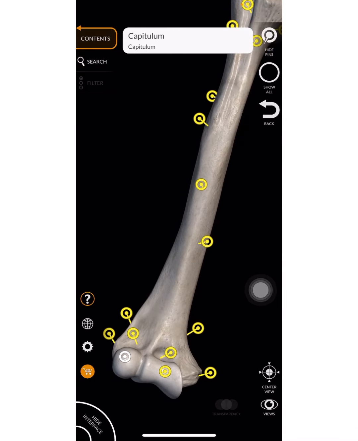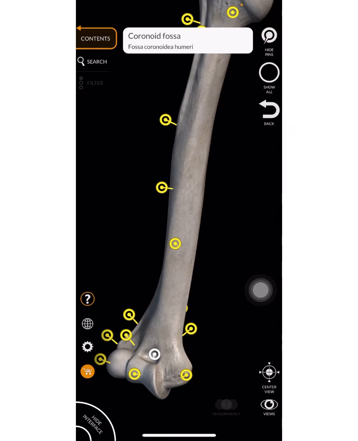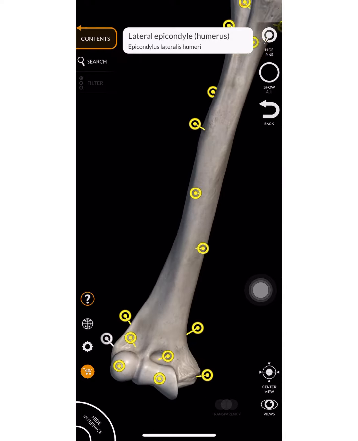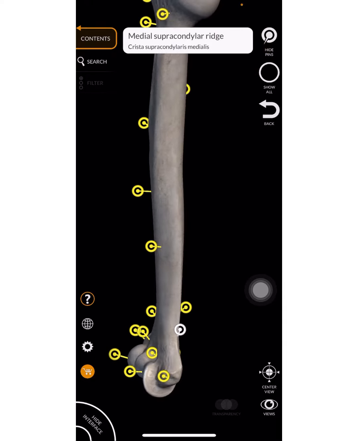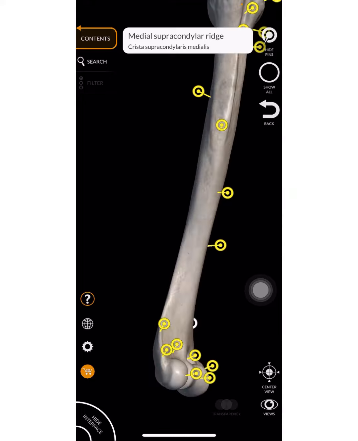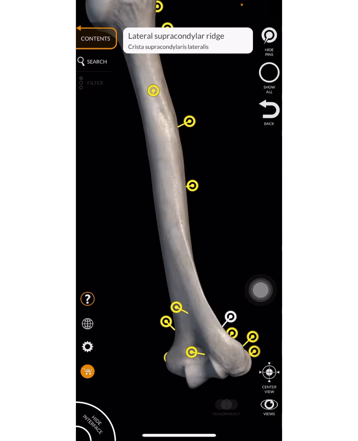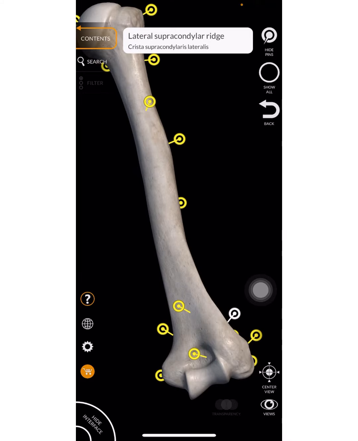This is the capitulum, and above the capitulum we have the radial fossa, and above the trochlea we have the coronoid fossa. And on the medial aspect we have the medial epicondyle, which is a bit larger than the lateral epicondyle. Then this is the lateral epicondyle of the humerus. Above the medial epicondyle we have the medial supracondylar ridge, and above the lateral epicondyle we have the lateral supracondylar ridge. And on the posterior aspect we have the olecranon fossa.